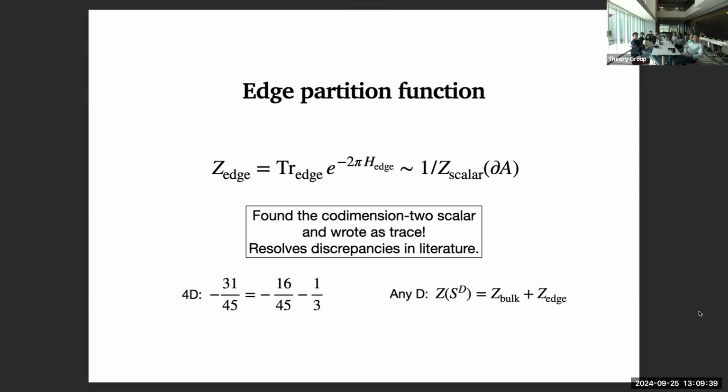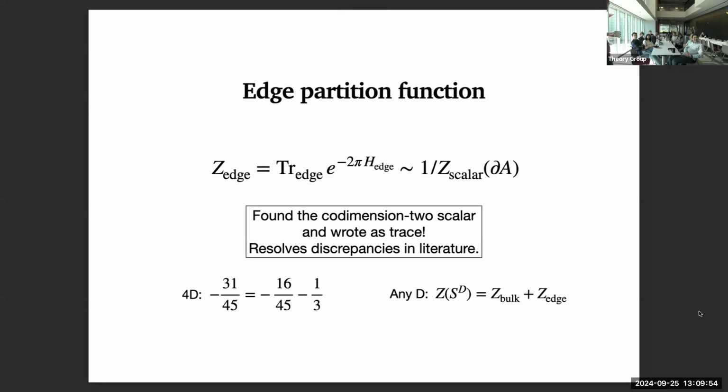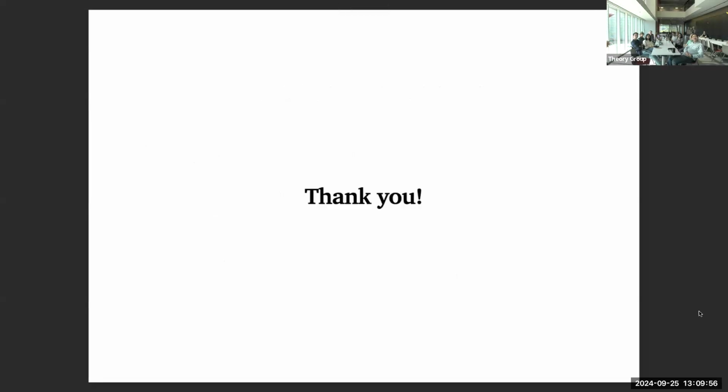So we computed our Z edge, found that it is 1 over Z scalar, which solves those discrepancies in the literature that I mentioned before as motivation. Is that the end? Okay. I'll stop there.